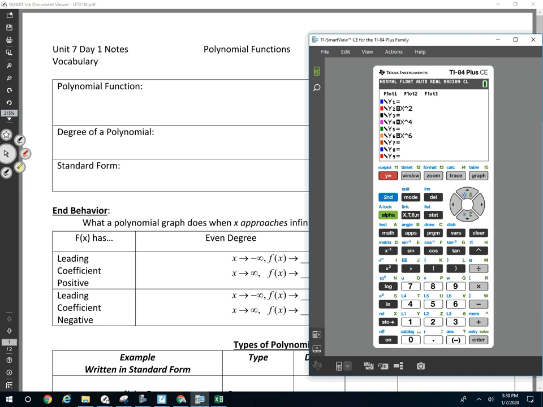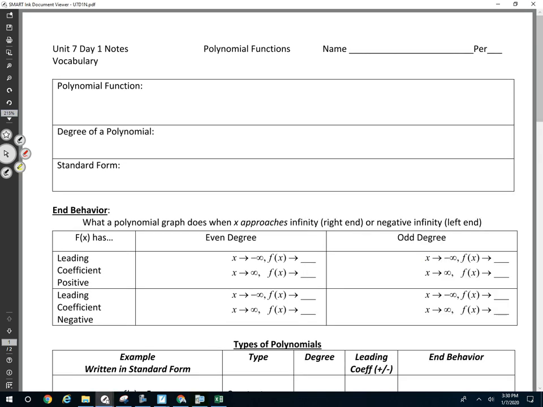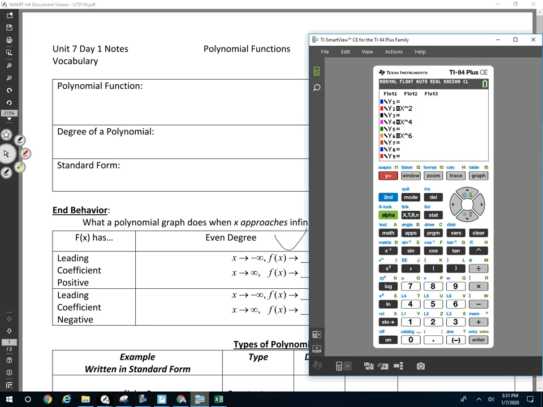Everybody create the U shape. Please create the U shape. Don't be afraid. Now, U shape, even power. Even degree. U shape. Okay? Even degree, U shape. Now, we look at the odd degree. Let me just change this to 3, 5, and 7.